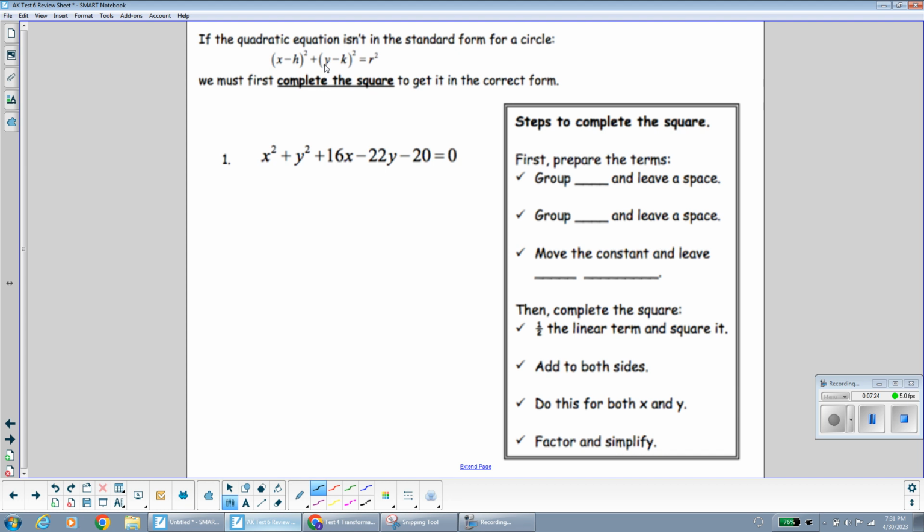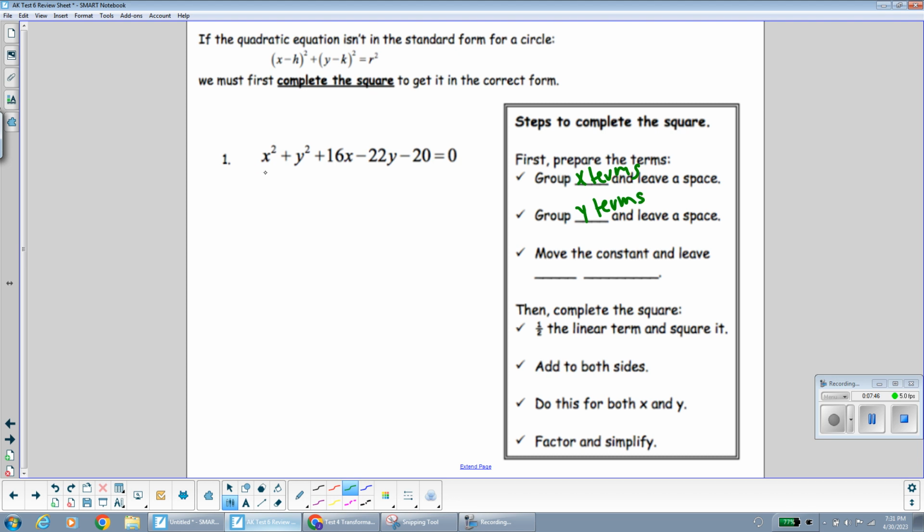The way that we're going to do that is by completing the square. Before we complete the square, we're going to have to rearrange this equation because right now we have a lot of terms with x and terms with y that are just mixed up with each other. So the first thing that we're going to do is group the x terms together and group the y terms together.